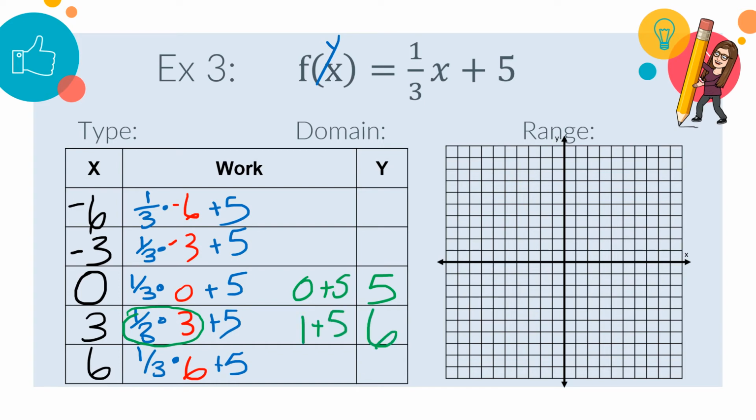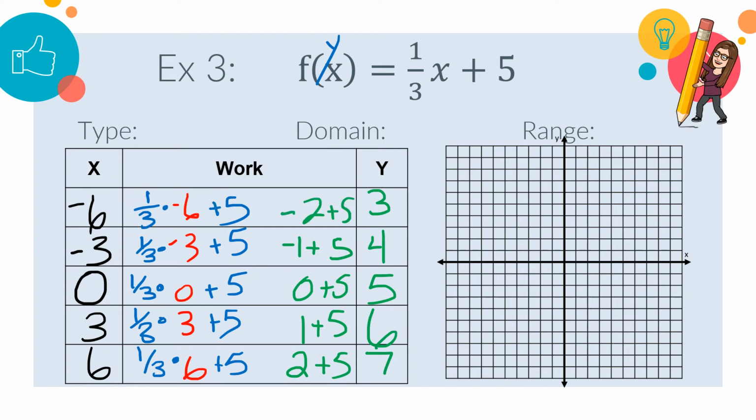1 plus 5, 6. Oh, okay, let's see if this pattern continues. 1/3 times 6 is 2. Plus 5 gets me to a nice clean 7. You see the pattern? 7, 6, 5, 4, 3. Make sure your work matches though, right? If your work doesn't match your answer, I want to know that we've got some misunderstanding here, so make sure. 1/3 of -3 is -1 plus 5. That makes sense. 1/3 of -6 would be -2 plus 5.